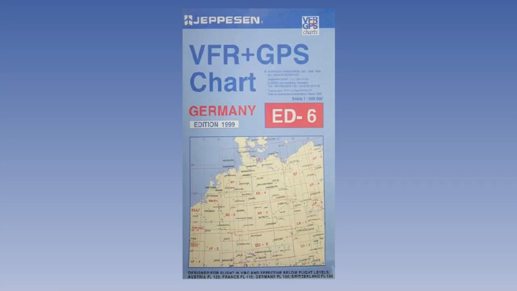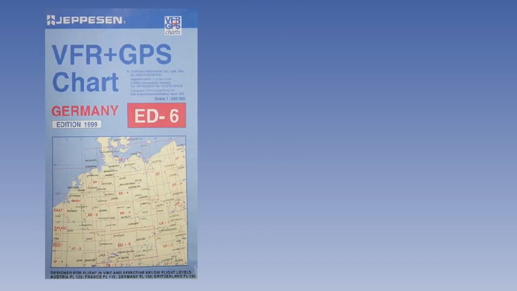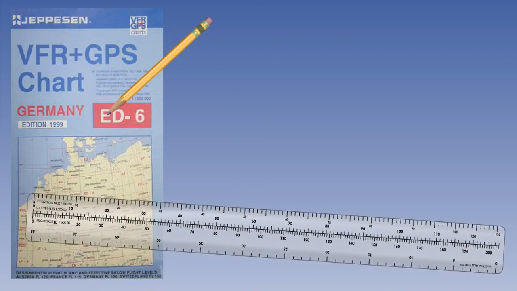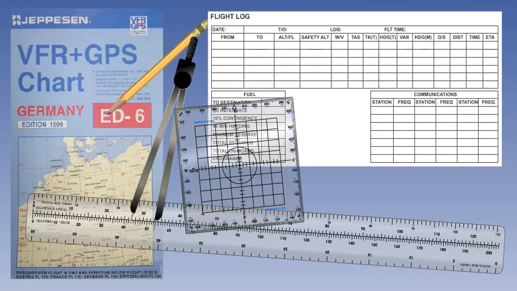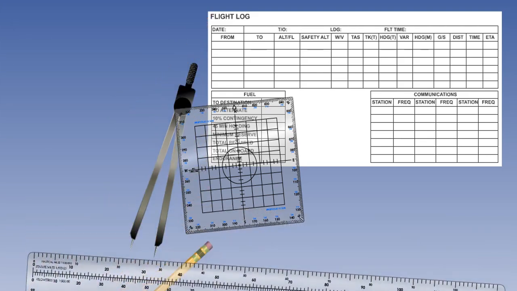Having already examined the layout of the ED6 VFR chart, we shall now use this chart to plan a simple VFR route. In addition to the chart, you will need your plotting instruments: pencil, navigation ruler, dividers, protractor, and lastly, a VFR flight log. However, the VFR flight log is not really necessary to have, as an example one will be used in the lesson.